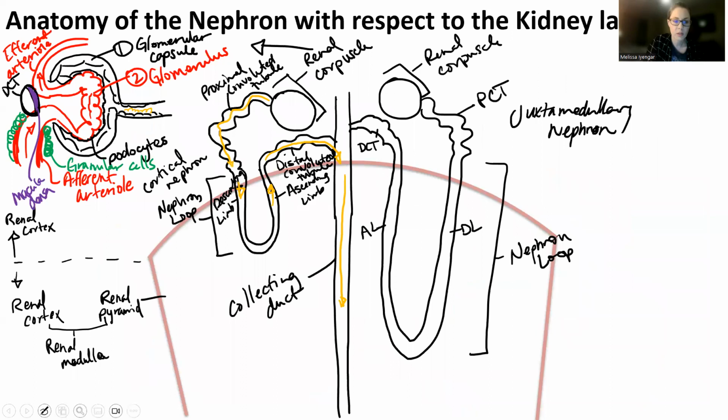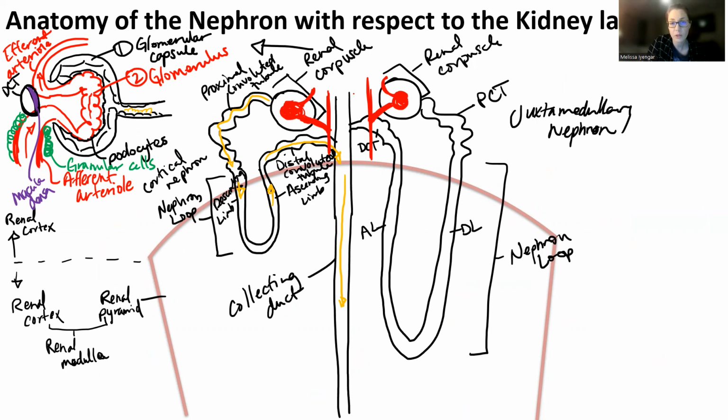So let's go back here so you can see a little bit of the difference between the cortical nephron and the juxtamedullary nephron. So again, you would basically have a cortical radiate artery, right here. Sorry, your afferent arteriole will come in, you'd create your glomerulus, and your efferent arteriole will come out. So that's actually the same for both cortical and juxtamedullary nephrons. There's no difference there between those two things, okay?